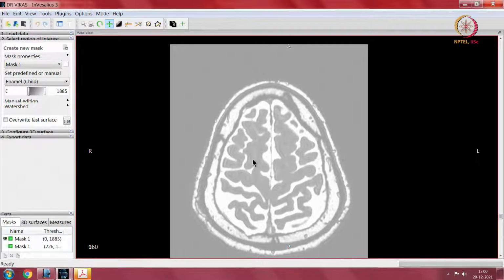Now, when I spoke about the superior frontal gyrus, you can notice that there is a sulcus which has come just lateral to that, and that would be the middle frontal gyrus.